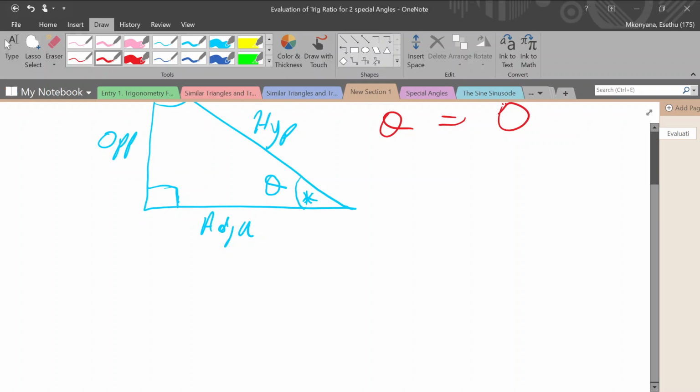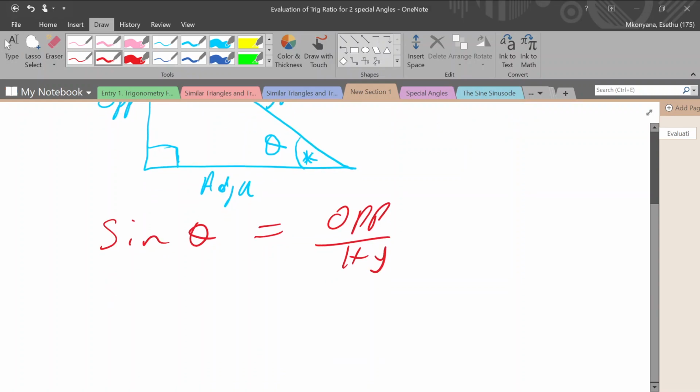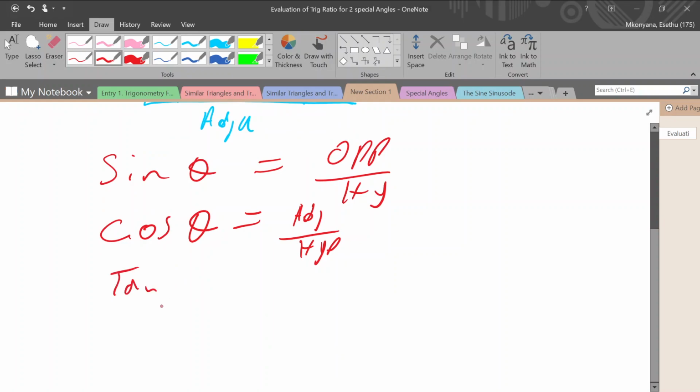Remember that we have SOHCAHTOA. From SOHCAHTOA we have sine of theta is equal to opposite over hypotenuse, and cos of theta is equal to adjacent side over hypotenuse, and then we also have the tangent in relation to theta, which is tan of theta equal to opposite over adjacent side.